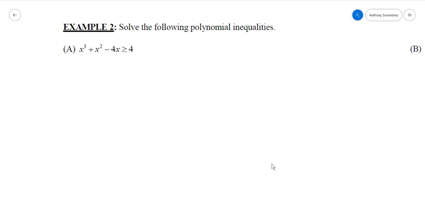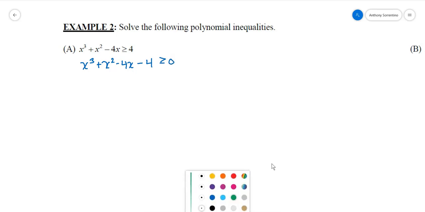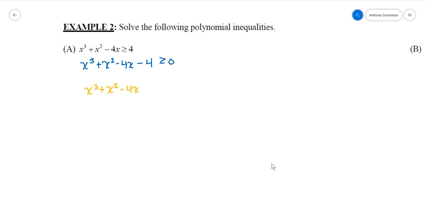So I'm going to take this inequality and rewrite it: x cubed plus x squared minus 4x. I'm going to be subtracting 4 from both sides, so this side's going to have a minus 4. This is going to be greater than or equal to 0. Now I'm going to solve a similar equation. So I'm going to set up x cubed plus x squared minus 4x minus 4 equal to 0. I do have an even number of terms here, so it looks like it would be a good idea to at least attempt to group and factor.